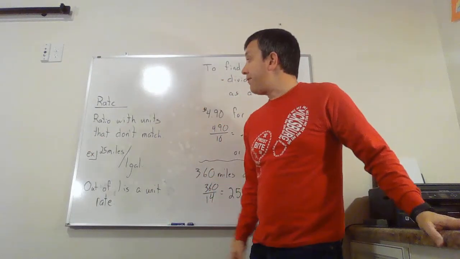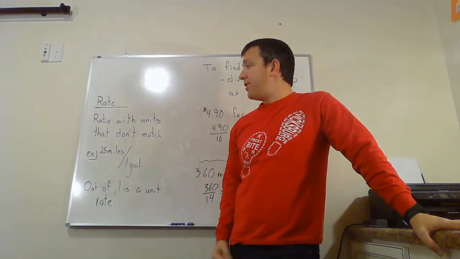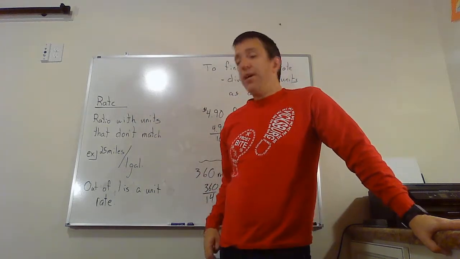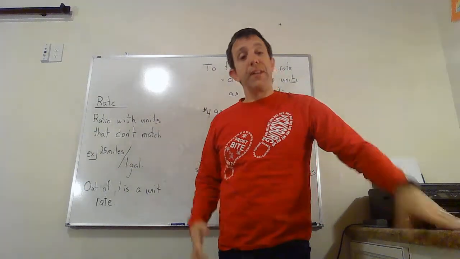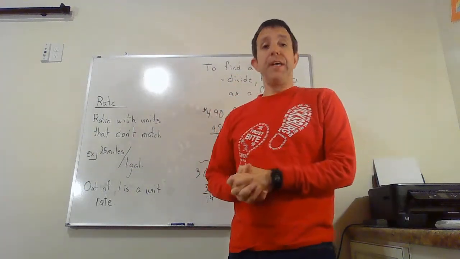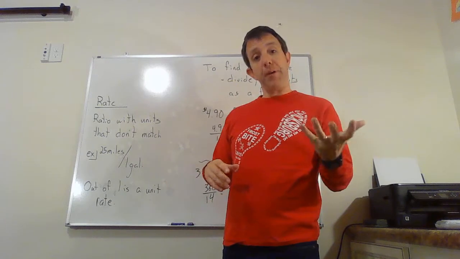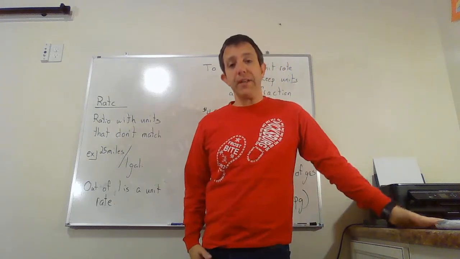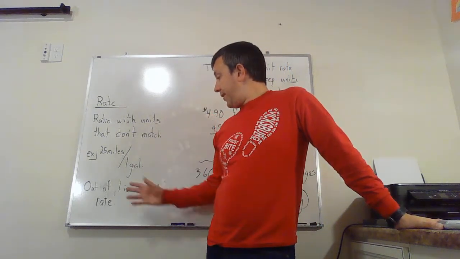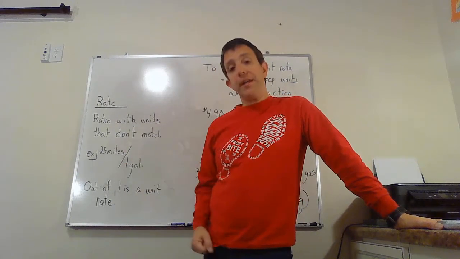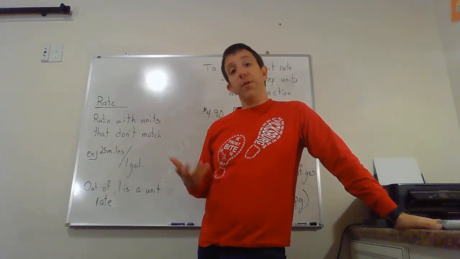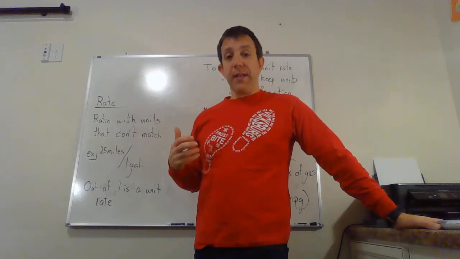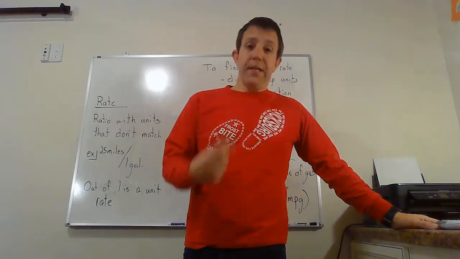So next up we have rates. A rate is just a ratio with units that don't match. So you'll have something like 25 miles per 1 gallon. That's expressing a rate where the units on top are in miles and the units on the bottom are in gallons. And if it's out of 1, like this example, it's what we call a unit rate. So in this case, we have a rate that is miles per 1 gallon.